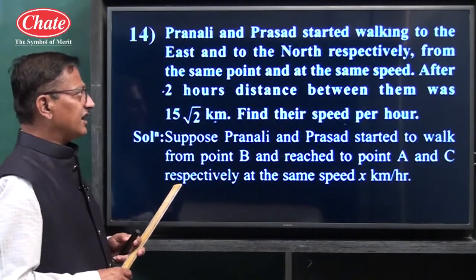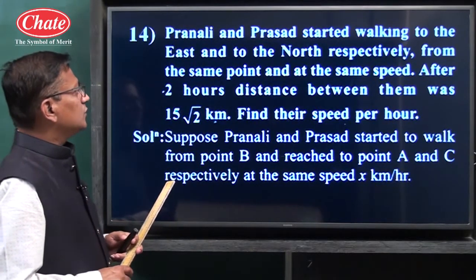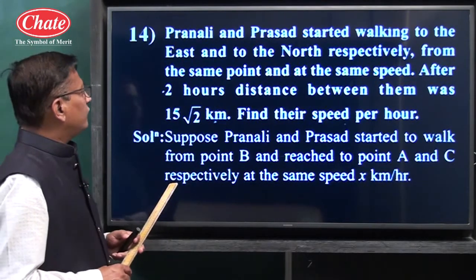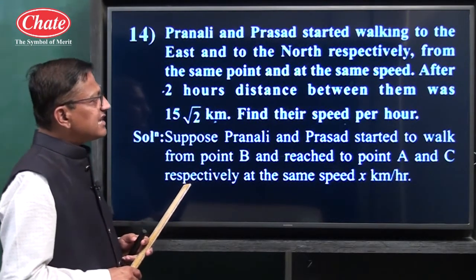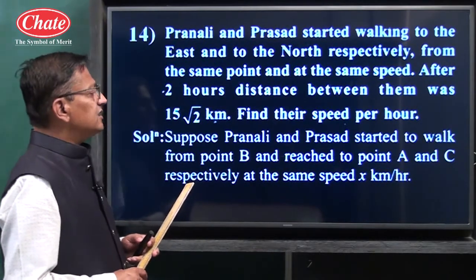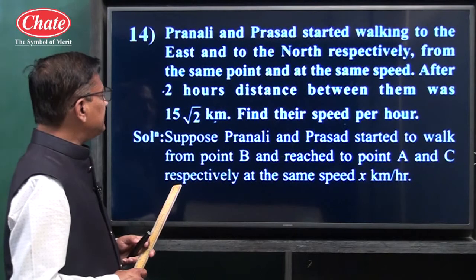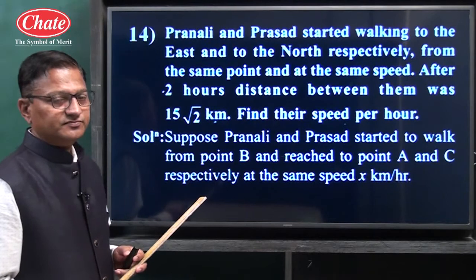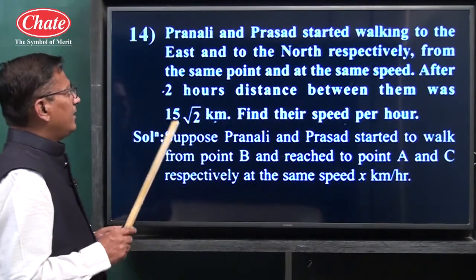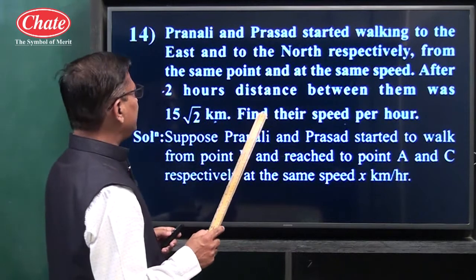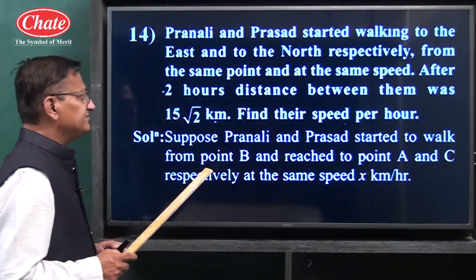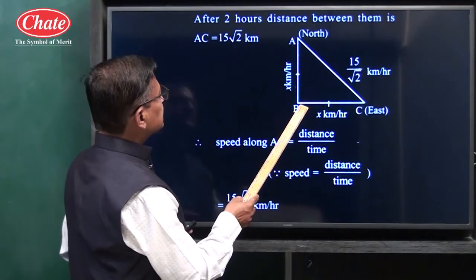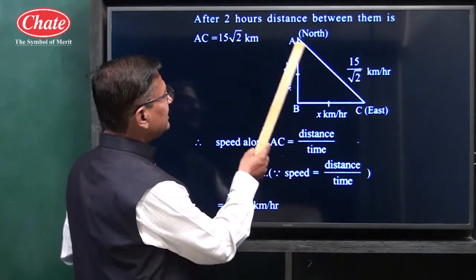Pranali and Prasad started walking to the east and to the north respectively from the same point and at the same speed. After 2 hours, the distance between them was 15√2 km. Find their speed per hour. See once again. Pranali and Prasad started walking east and north.